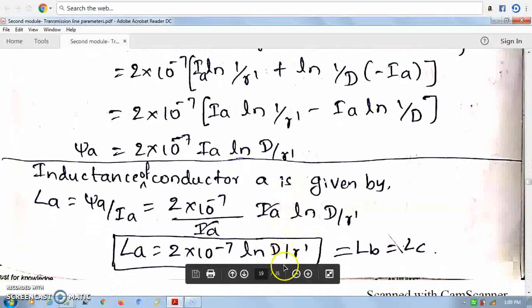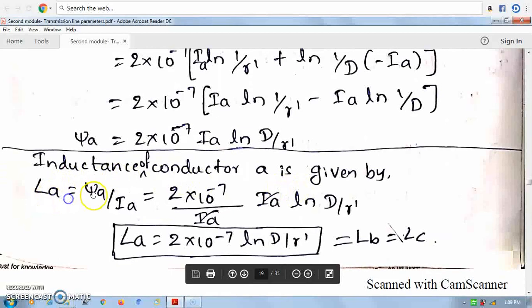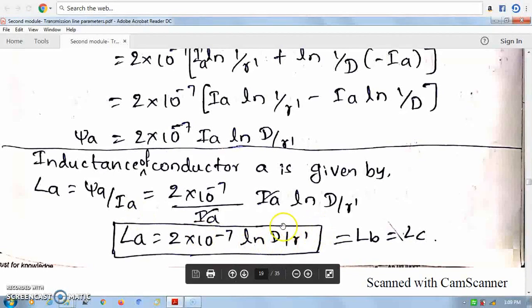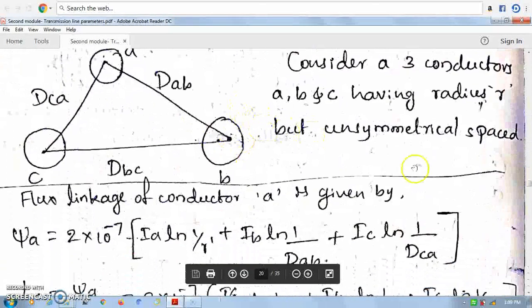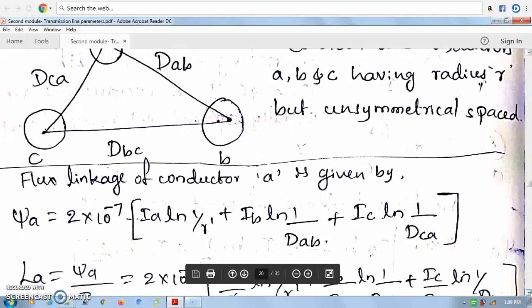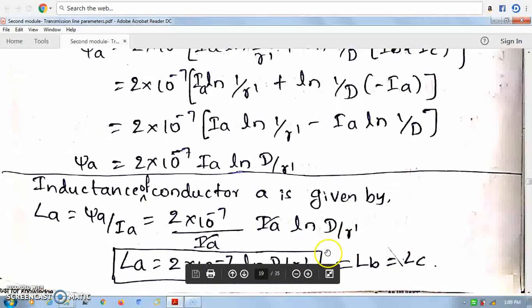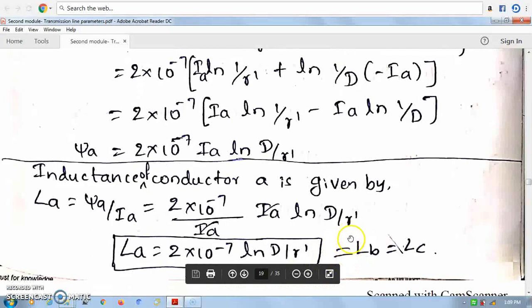Therefore the inductance of the conductor A is flux divided by current. For conductor A the current is IA, so we got the inductance LA is equal to 2 into 10 to the power minus 7 ln of D divided by R dash. Similarly, the same inductance holds for the B conductor and the C conductor, because all three conductors are equally spaced and symmetrical, therefore LA is equal to LB is equal to LC.